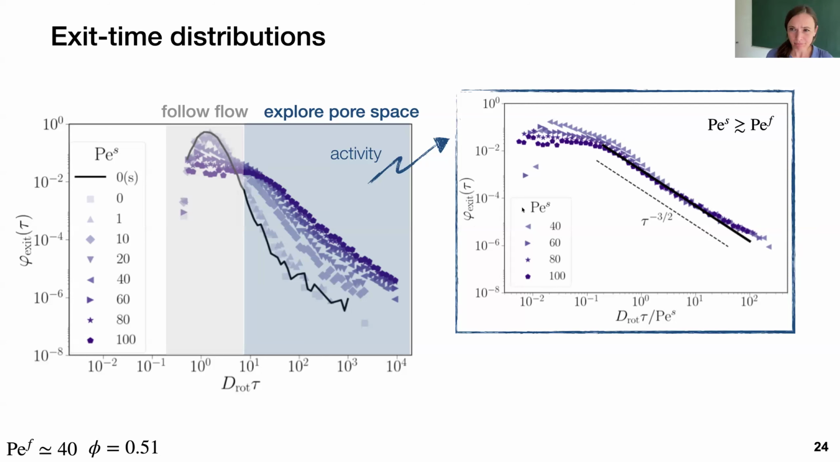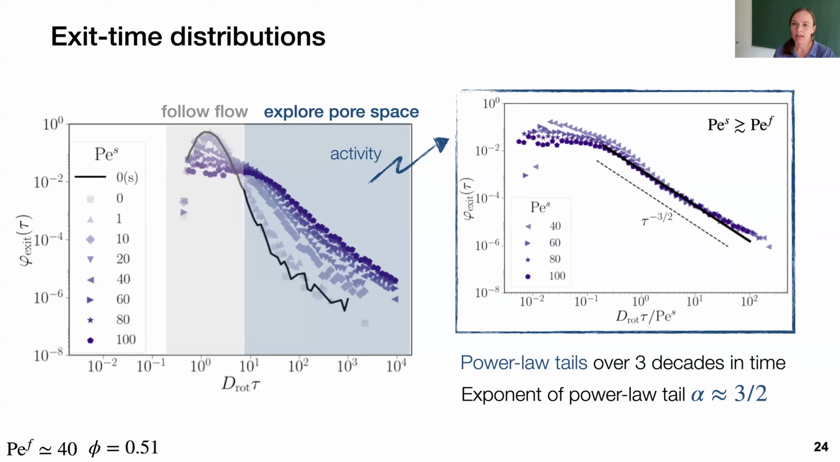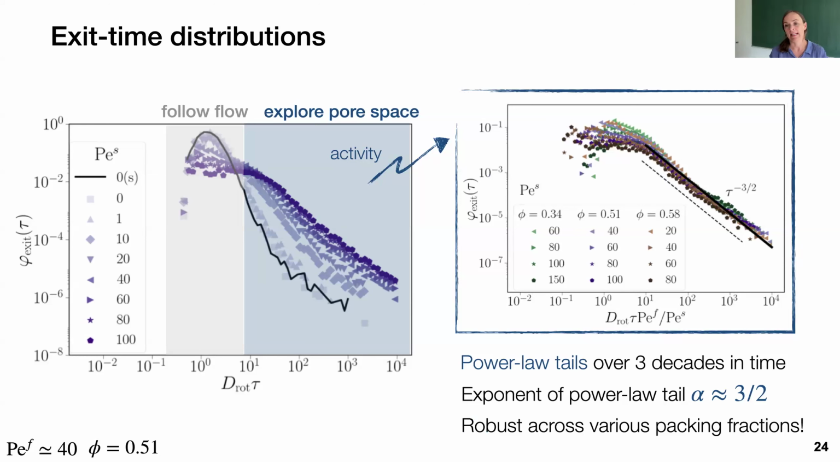If we take Péclet numbers that match the flow Péclet number, and we rescale the x-axis by the activity, or the swimming Péclet number, we see that our data very nicely collapses over multiple time scales, and it collapses to a power law that is roughly minus 3/2. And interestingly, we can also look at different packing fractions of this medium, and we rescale it as well. And these also fall onto the same line.